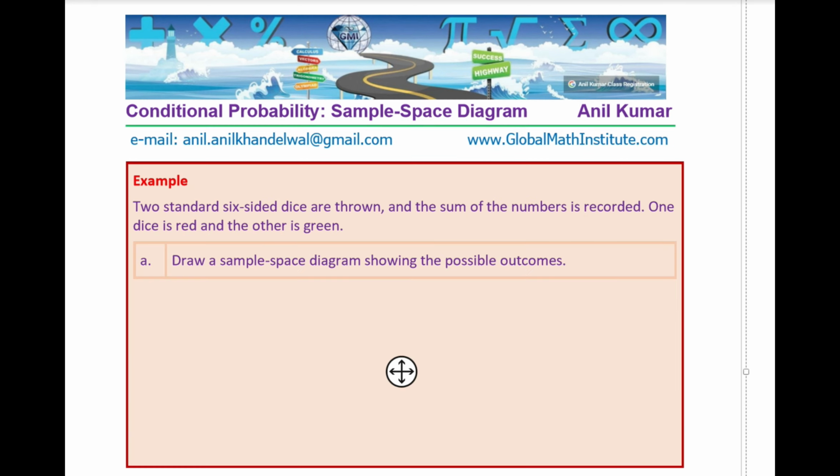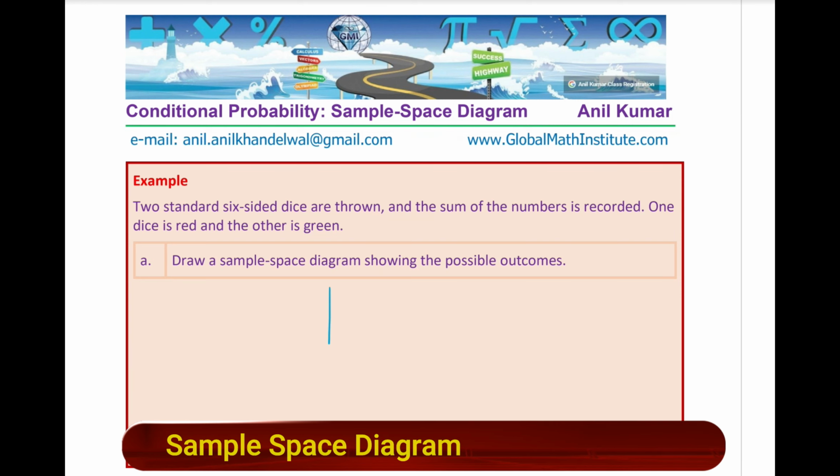So now let's begin with the drawing of the sample space diagram. We are given two standard six-sided dice which are thrown and the sum of the numbers is recorded. One dice is red, the other one is green. So let's see how we draw the sample space diagram for this kind of situation. Basically, any six-sided dice can give you six numbers, and we could make a row and column which shows these numbers.